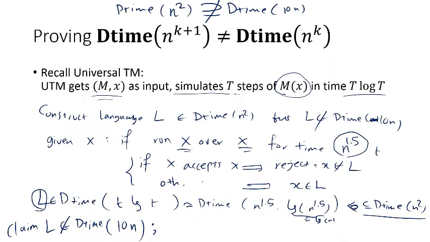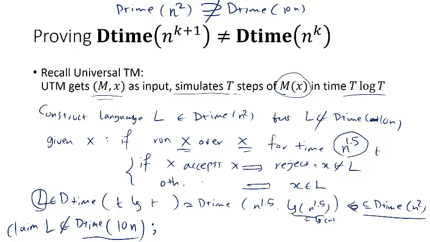And if you go here, that's exactly the similar trick we are doing here. We are saying that if x accepts itself in n to the 1.5 steps, then we would reject it, and vice versa. If it does not accept, which could be reject or something else, we would accept. Then, because of the very same reason as the halting theorem, I want to conclude that L does not belong to deterministic time 10n. Can you see why?